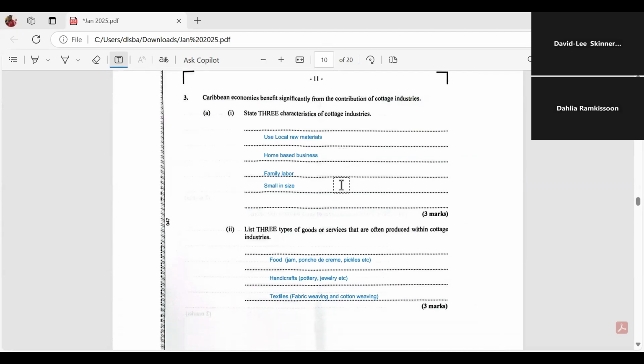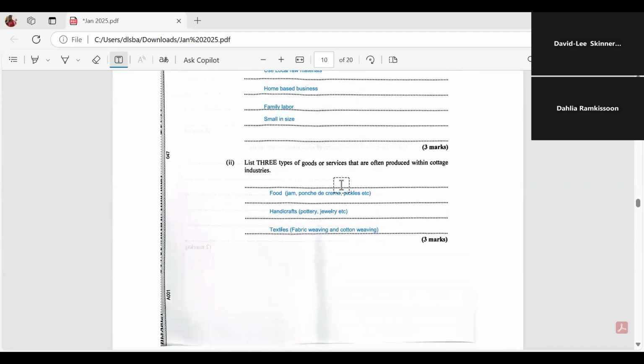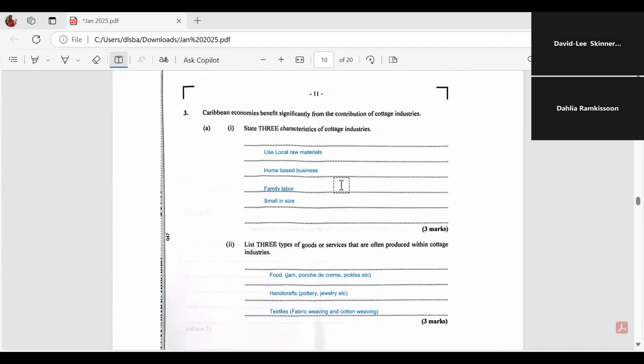All right. The use of local raw materials, like for cottage industry, it has to have local raw materials for it to be a cottage industry. Yeah, that's one of the good things about cottage industries. You see, remember cottage industries, they invite tourism, right?